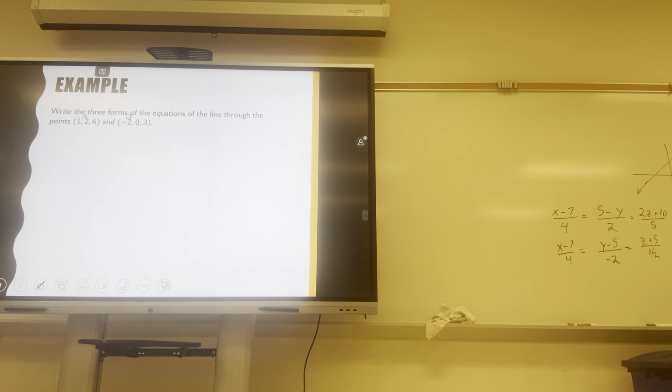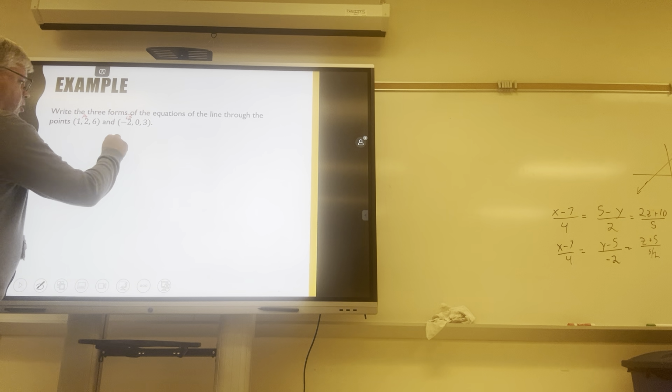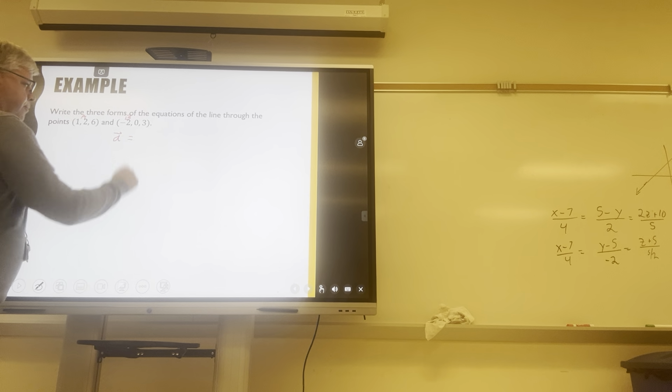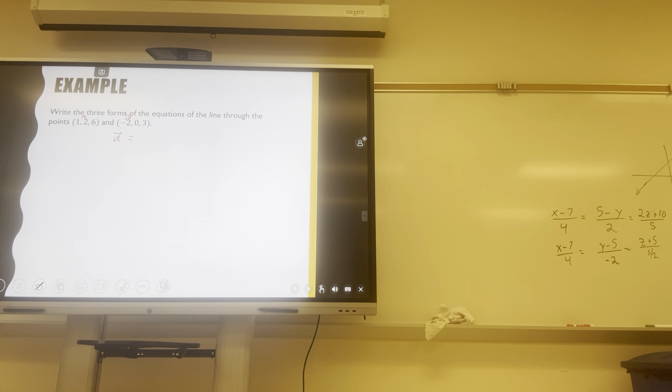What's the 3D version of giving you a point and slope? The direction vector. Direction vector is one thing, so I'll call that D. Do you know how to get that? These are only points, right? Do each x2 minus x1.